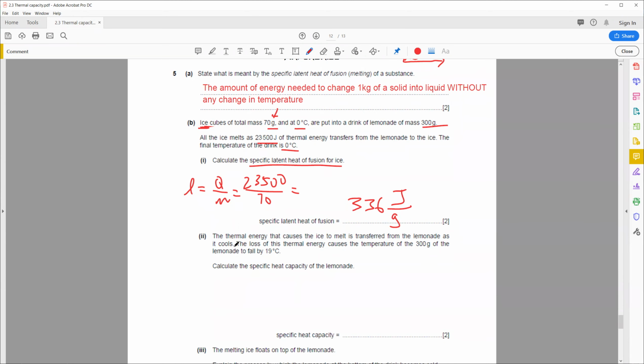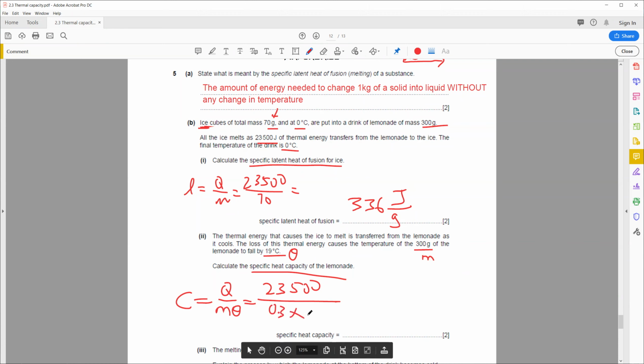Then after that, the next part here: thermal energy that causes the ice to melt is transferred from the lemonade as it cools. The loss of thermal energy causes the temperature of the 300 grams of the lemonade to fall by 19 degrees Celsius. This is going to be your theta. This is going to be your M. Calculate the specific heat capacity of the lemonade. C will be equal to Q over M theta. Here it will be 23500 divided by, probably this one I'll change it into kg, 0.3 multiplied by 19, right?